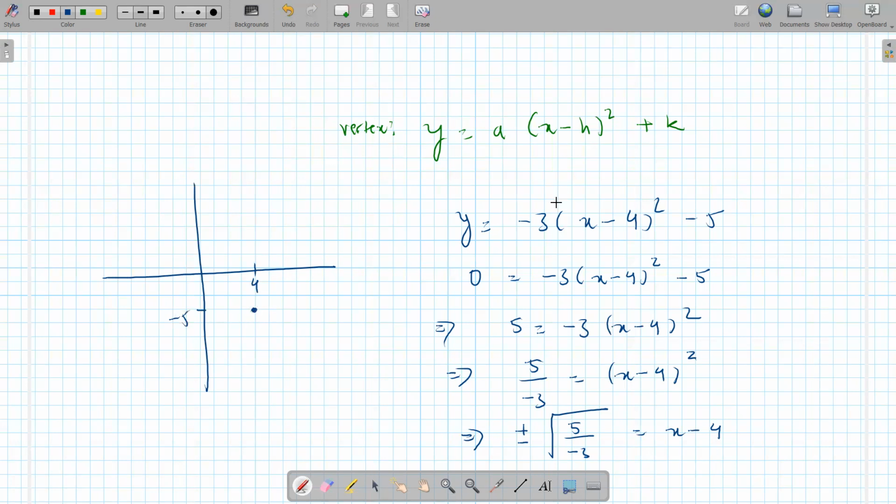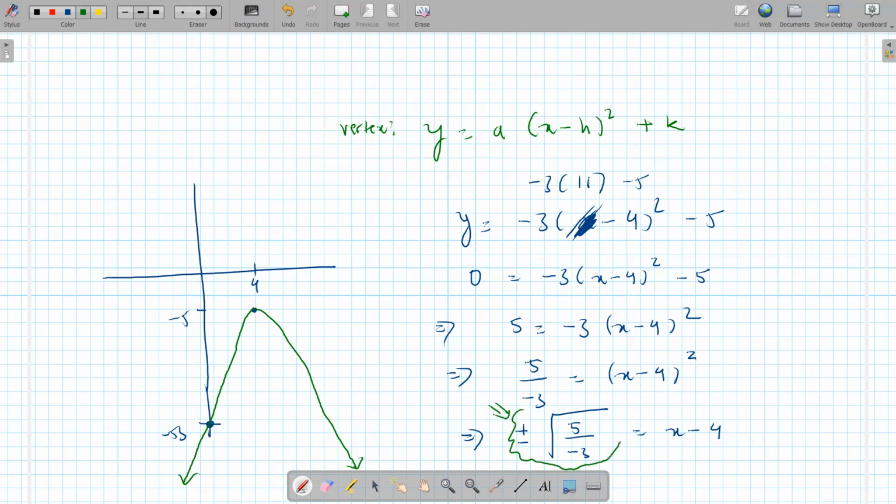And the y-intercept, to find the y-intercept, just set x as 0. So it'll be negative 3 times 16 minus 5. That's negative 48 minus 5. That's negative 53. So negative 53 is our y-intercept. And look at the curve. We know this is opening downwards because the a value of negative 3 is negative. It's going to go through the vertex, and it's going to come back down. You see, it never goes through the x-axis. That's what this tells us as well.